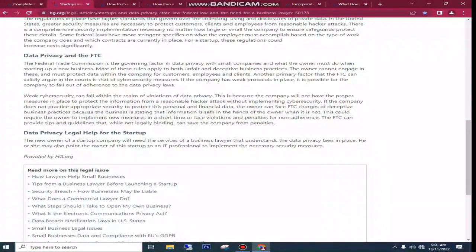Data privacy and the FTC. The Federal Trade Commission is the governing factor in data privacy with small companies and what the owner must do when starting up a new business. Most of these rules apply to both unfair and deceptive business practices. The owner cannot engage in these and must protect data within the company for customers, employees, and clients. Another primary factor that the FTC can argue in the courts is that of cybersecurity measures. If the company has weak protocols in place, it is possible for the company to fall out of adherence to the data privacy laws.